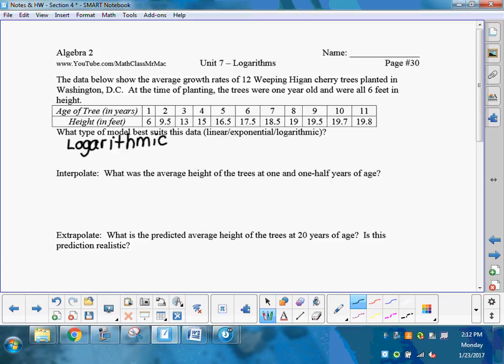Now, here's what you need to understand. If here's our axes, a logarithmic graph is going to look like that. It's always increasing, but not at an increasing rate. Exponential functions increase at an increasing rate. This is increasing at a decreasing rate.